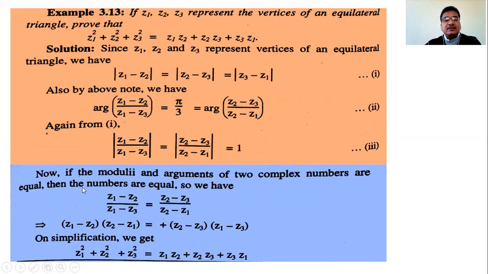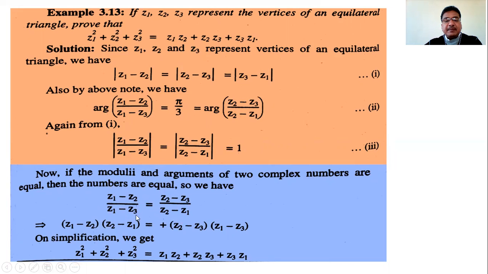And the moduli of these two numbers, that is (Z1 minus Z2) divided by (Z1 minus Z3) and (Z2 minus Z3) divided by (Z2 minus Z1), are the same. Their moduli are the same, their arguments are the same, and therefore these two numbers are the same. Two complex numbers are equal if their real and imaginary parts are the same, or if their arguments are the same and their moduli are the same. So the argument and modulus of this number and this number are the same, and therefore these two numbers are the same.